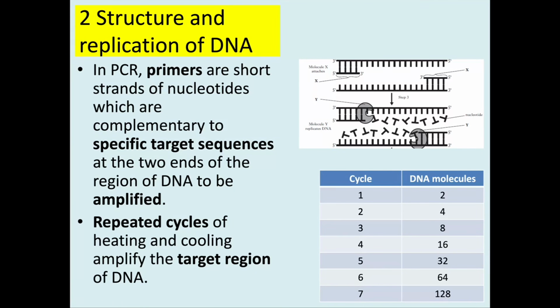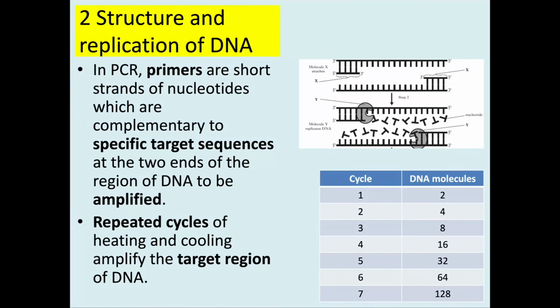But how does it actually work? Well, if we have a look at the wee diagram here, we can see, like DNA replication, PCR requires primers to be in place before any replication can occur. So before we can amplify that region of DNA, primers need to be in place. And a reminder that primers are short strands of nucleotides, and they tend to be complementary to the specific target sequences at the ends of the region of DNA to be amplified.